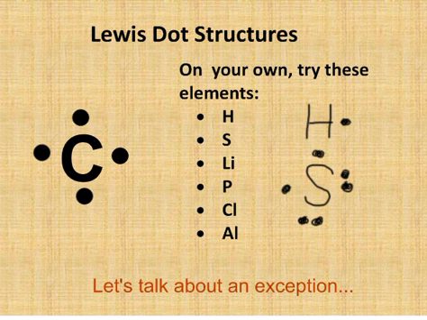So take a look at the rest of the elements that you have on the list. Okay, you have lithium, phosphorus, chlorine, and aluminum. I want you to try those Lewis dot structures on your own, and then you can talk about it as a class or put the answers up on the board.